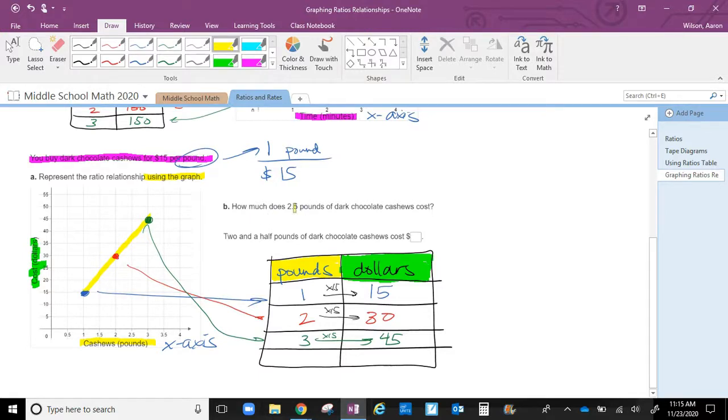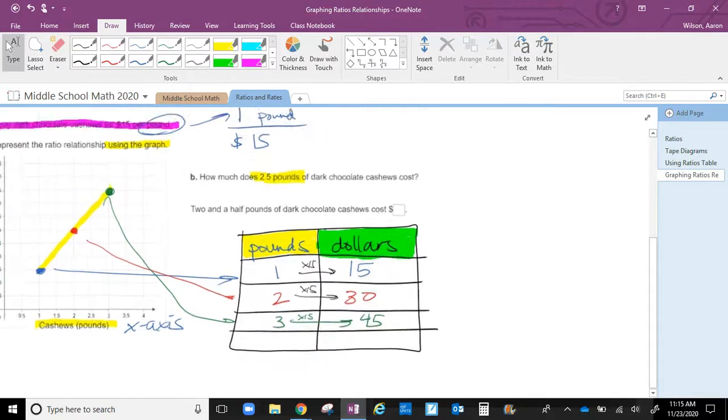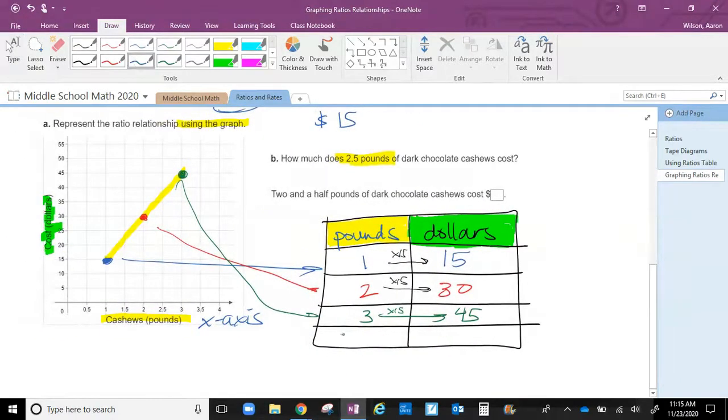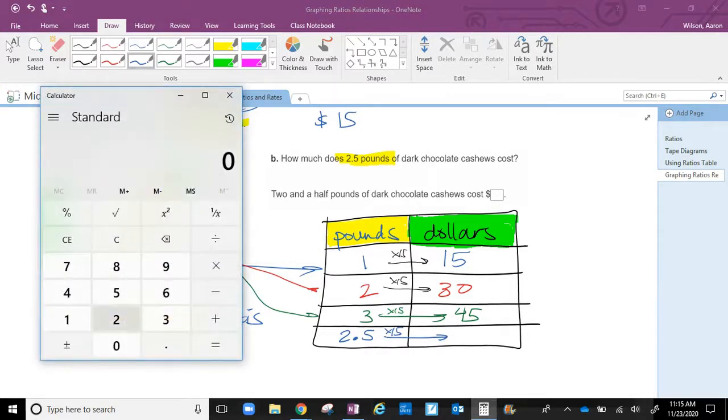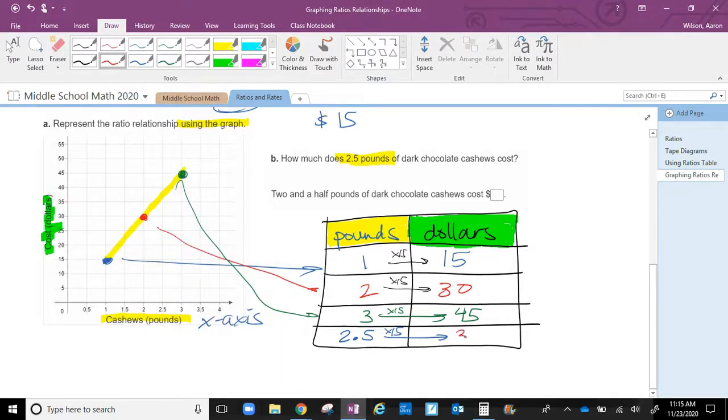How much does 2.5 pounds cost? Well, that's where it presents a problem. We never plotted 2.5 pounds, but we can easily figure it out. Remember, the trick is to always multiply by 15. So we're going to take our calculator and do 2.5 pounds, and we're going to multiply that by 15 bucks. And we get $37.50.